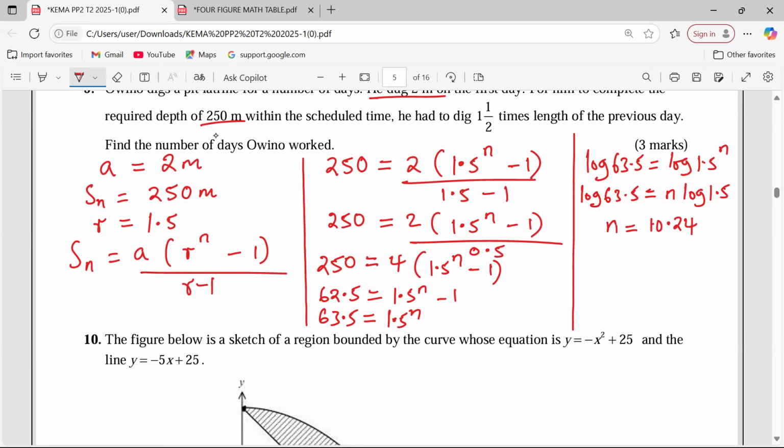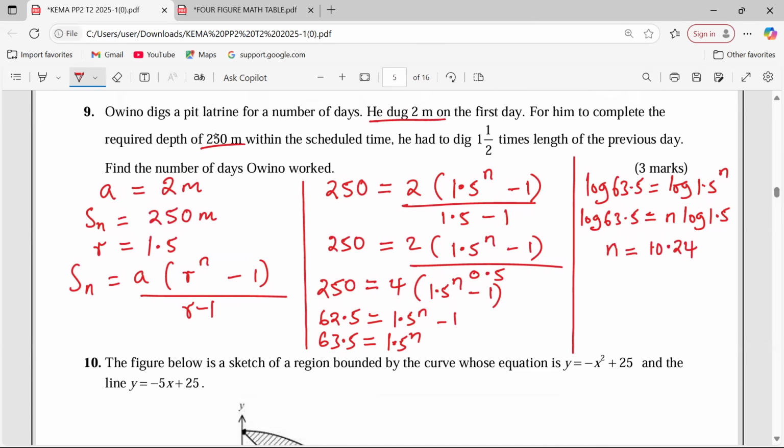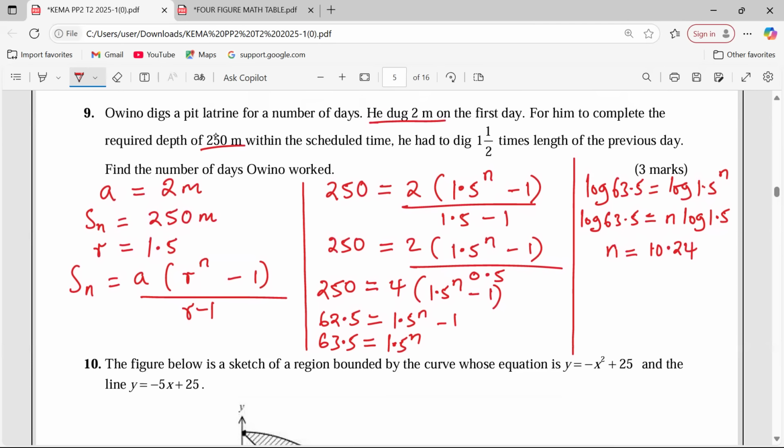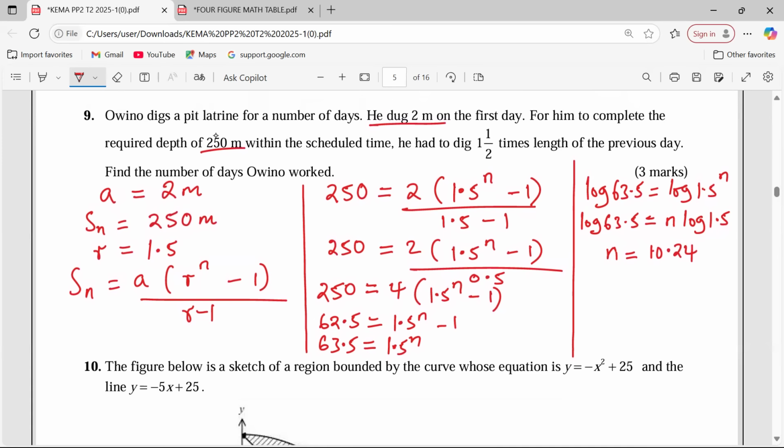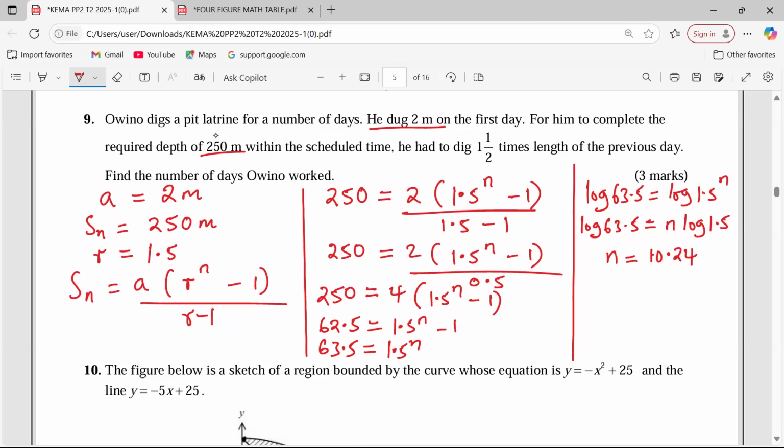That is 10.24, which means for Owino to complete this work, he has to work for 10.24 days. And now this means 10 days will not help him to complete 250 debt. He has to wake up for the 11th day because of this fraction here. So the number of days now are going to be 11 days.